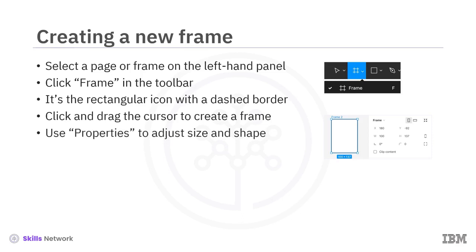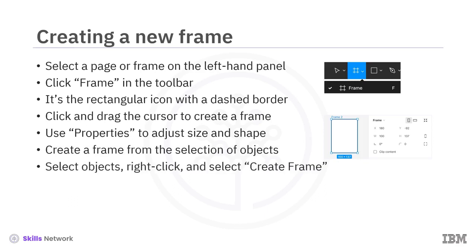Adjust the size and shape of the frame by dragging its edges or using the Properties panel on the right-hand side of the screen. You can also choose to create a frame from a selection of objects. To do this, select the objects you want to include in the frame, right-click, and select Create Frame from the context menu.